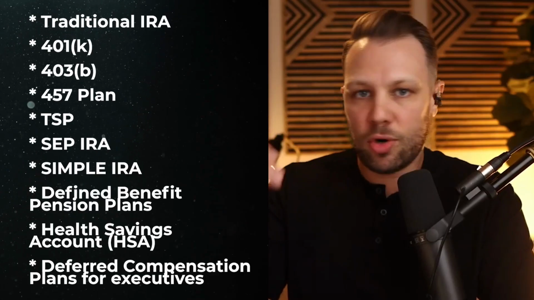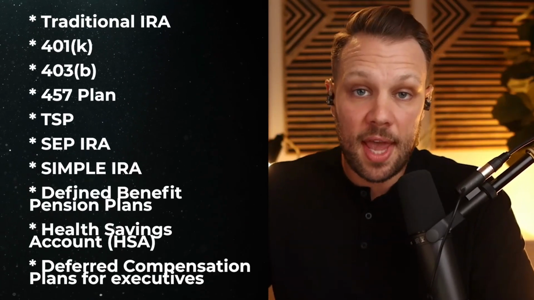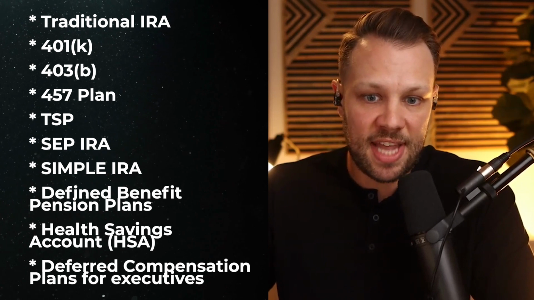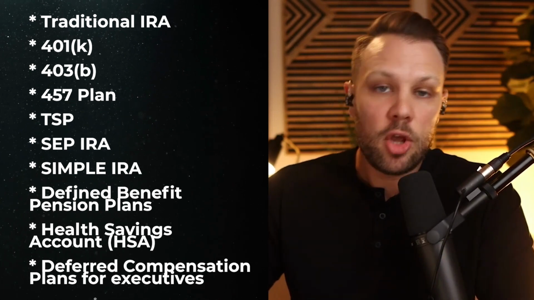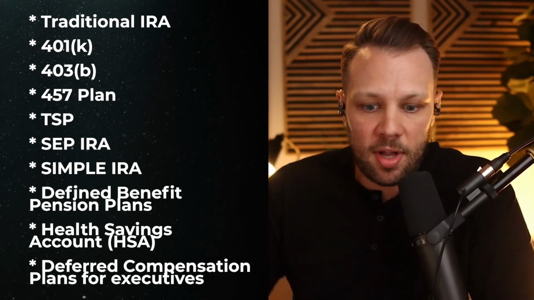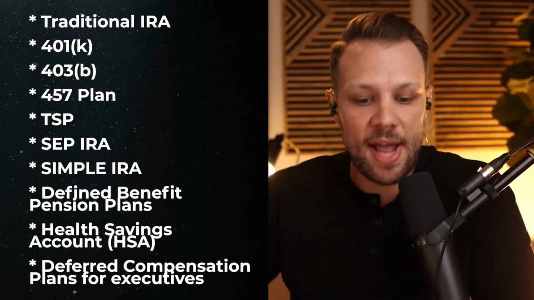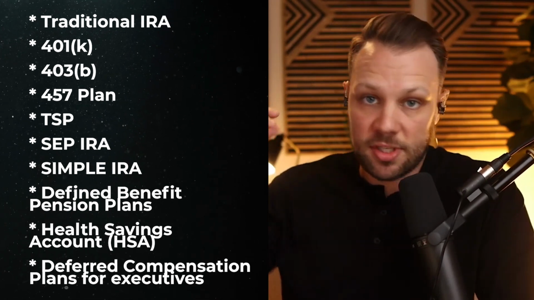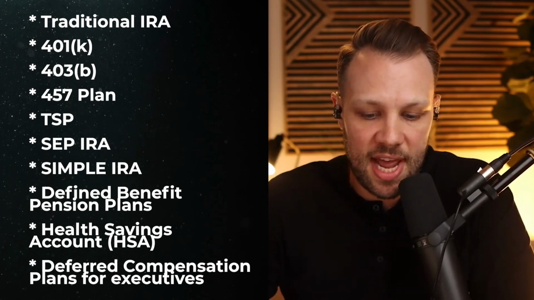So these are your traditional IRAs. Your 401ks, your 403bs fall into this category, your 457, your Thrift Savings Plan, which a lot of people call the TSP, your SEP IRAs, and SIMPLE IRAs. Then there are defined pensions that also fall into this category.